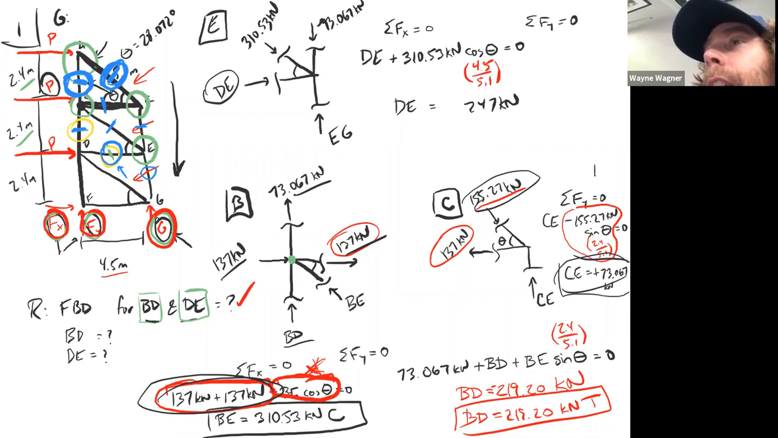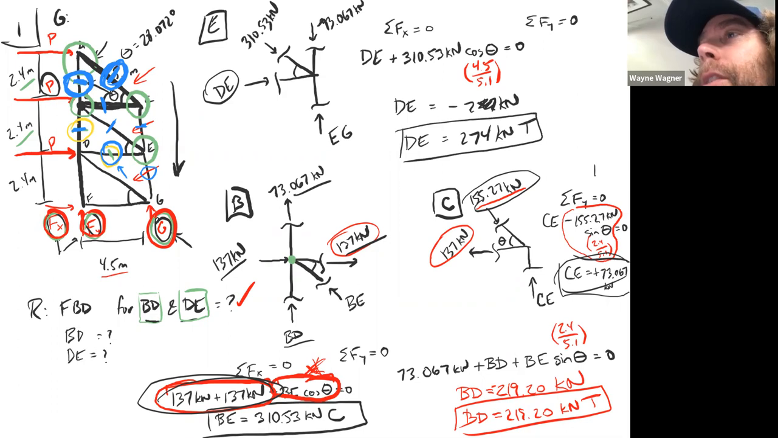And we notice that it's going to have a negative number. So DE equals 274 kilonewtons in tension. Okay, so this should be 274. And I assume that matches the answer from the other section. Okay, questions? Okay, hopefully you see the logic here. You see the flow of it.